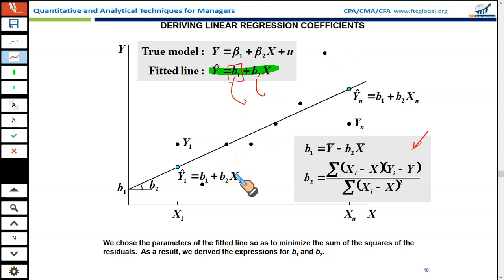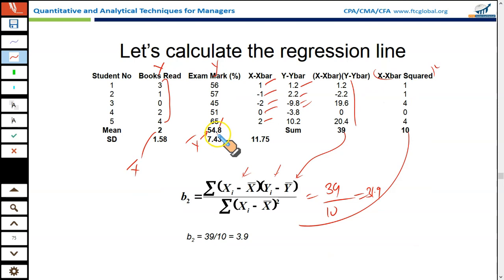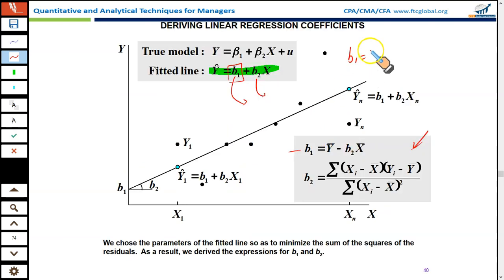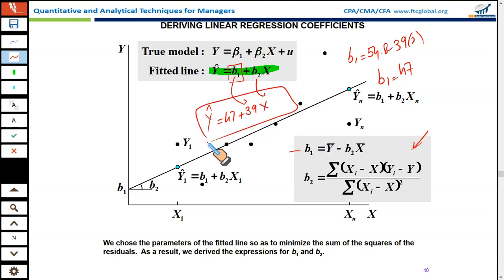So now, how do we find B1? B1 can be calculated using this formula. B1 is equal to y bar minus B2 x bar. Just plug in the numbers. So y bar is 54.8, and B2 we just calculated to be 3.9. So it's going to be 54.8 minus 3.9 times x bar, which is 2. After the simplification, B1 gives you 47. Now we got the equation of the fitted line. It is equal to B1, 47, plus B2, which we calculated as 3.9x. This is the equation of the fitted line.